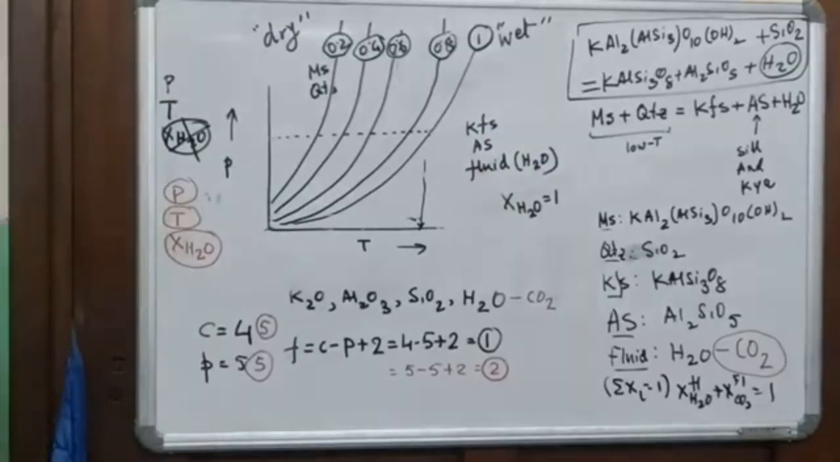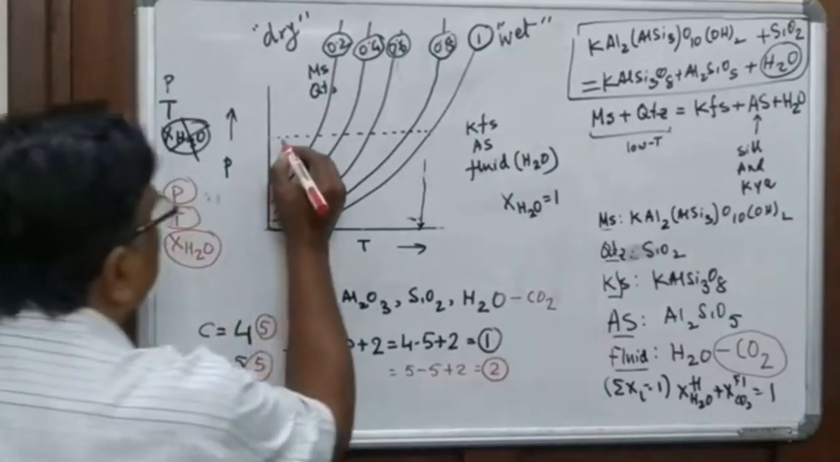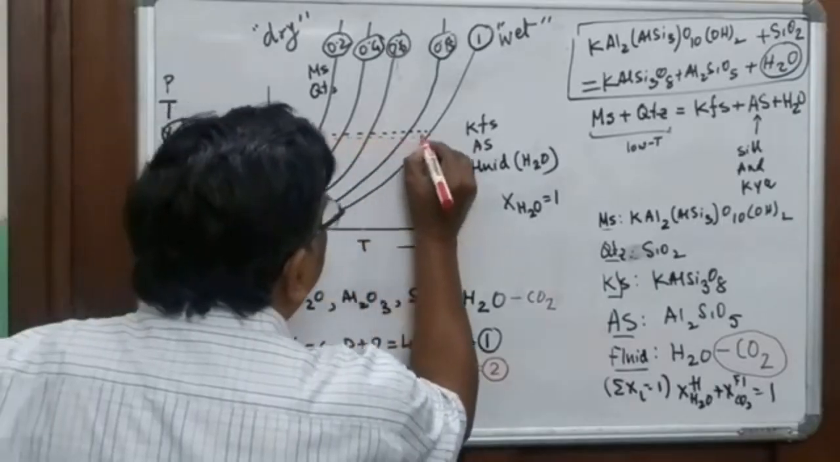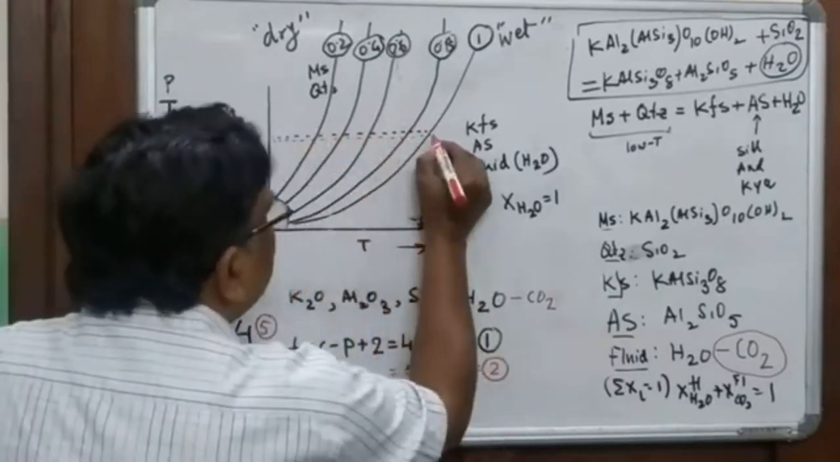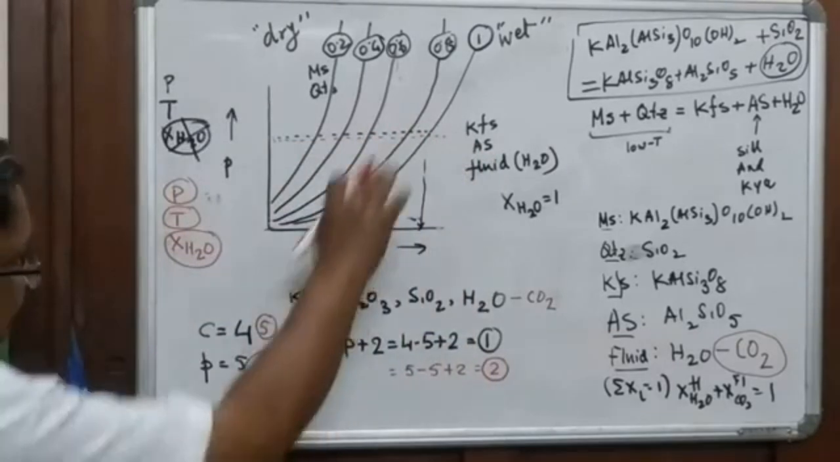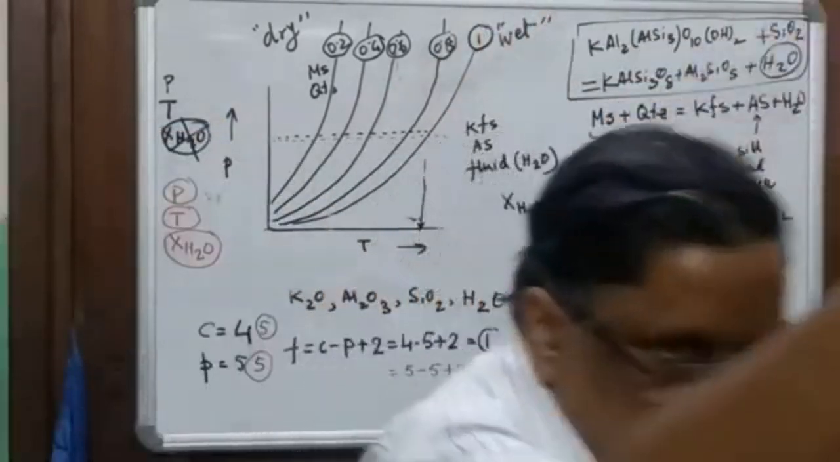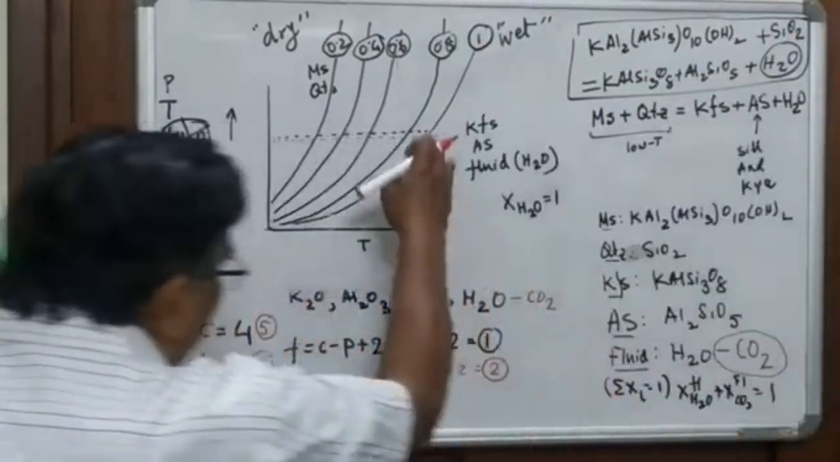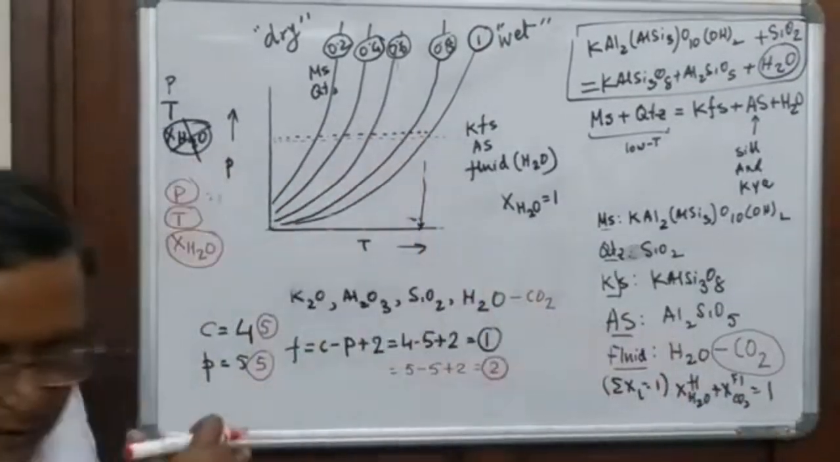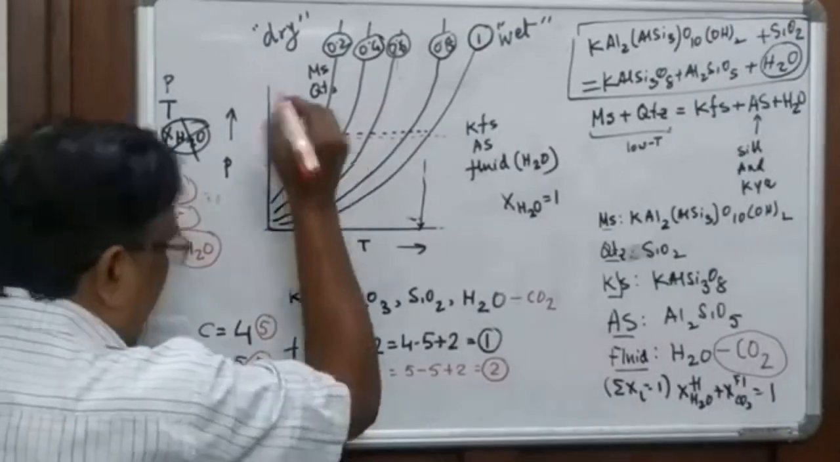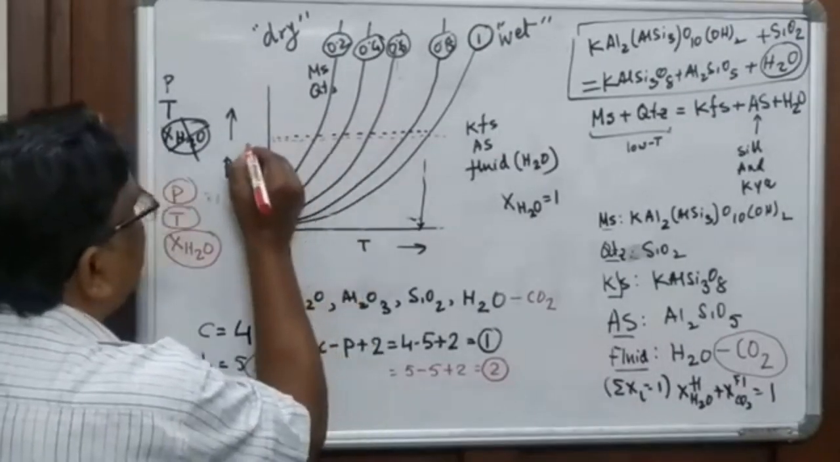Now we go back to this diagram. You see here. Look here. What is there? XH2O equal to 1 is off. It's out of the question now. But all values other than 1 and less than 1 are applicable. So this is the pressure value.